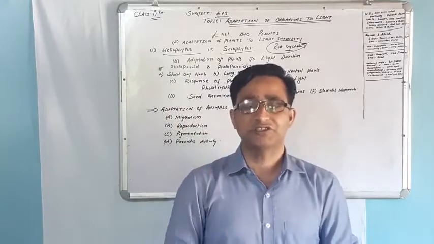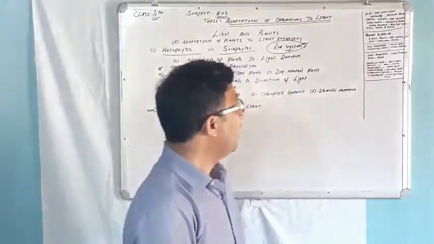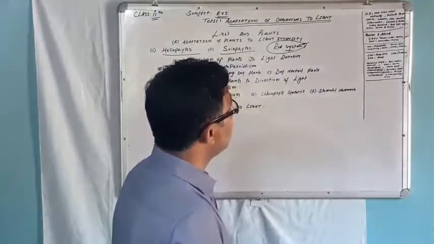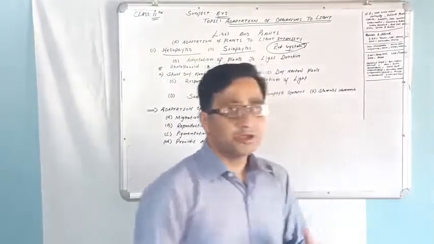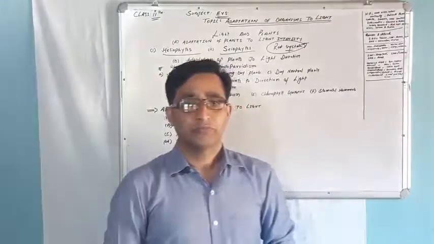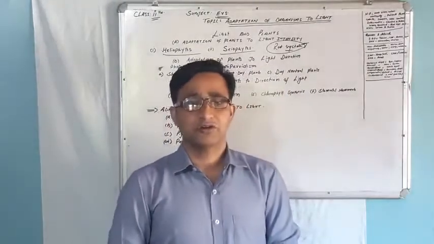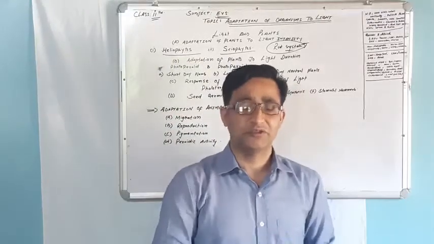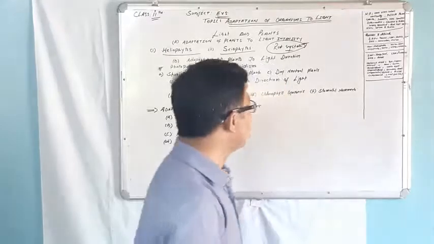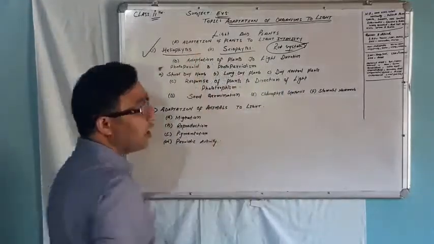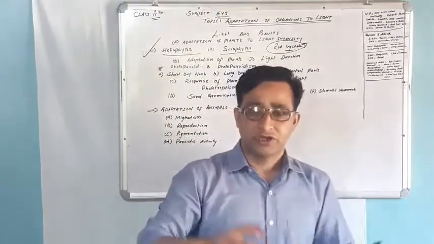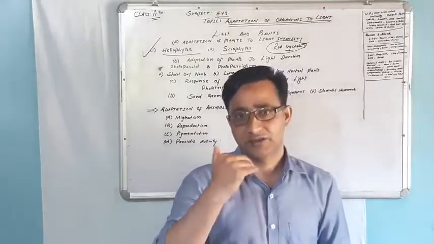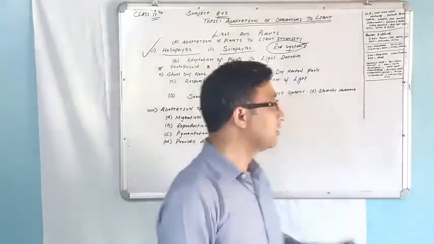The branches on the stem are very few, and apart from that, the internodes are short and thin in case of these plants. So this is regarding the types of plants living in different intensities of light, that is high intensity light and low intensity light.